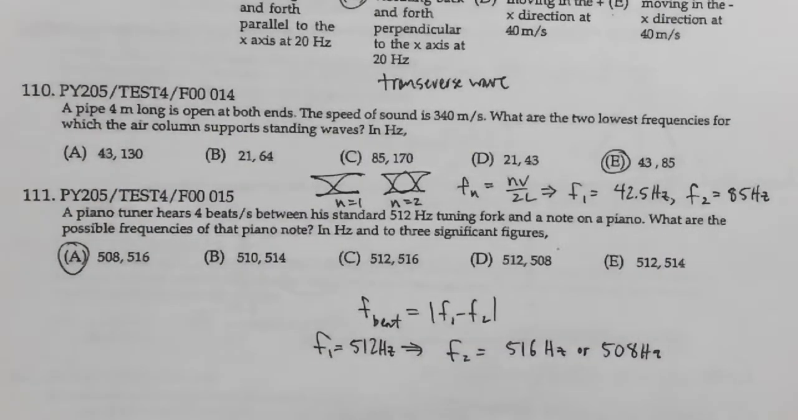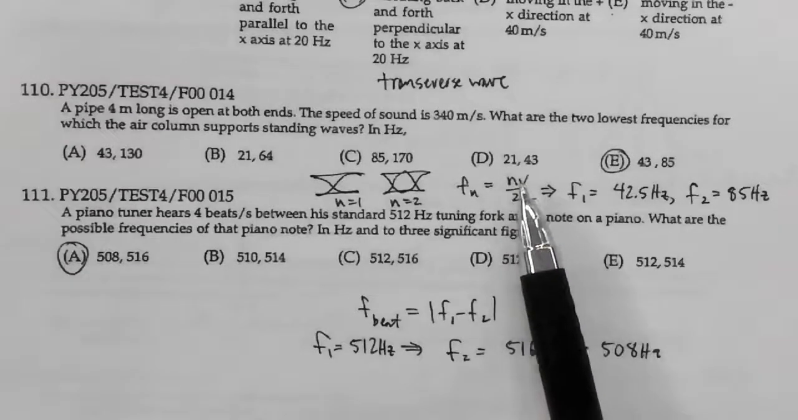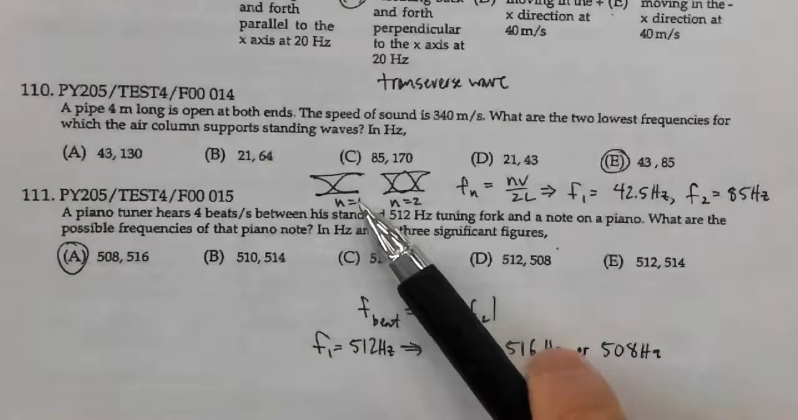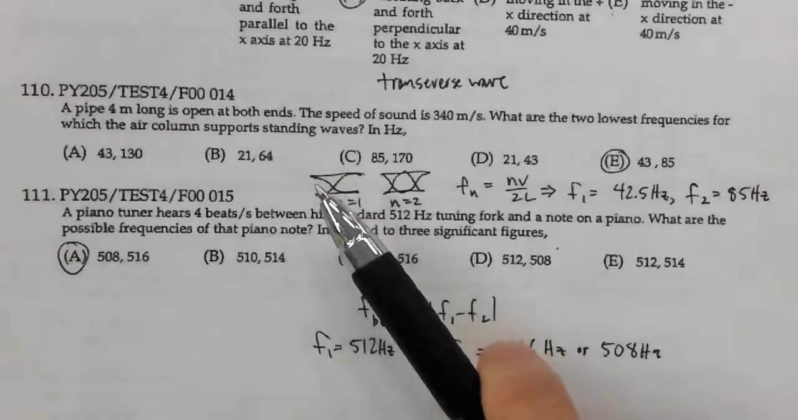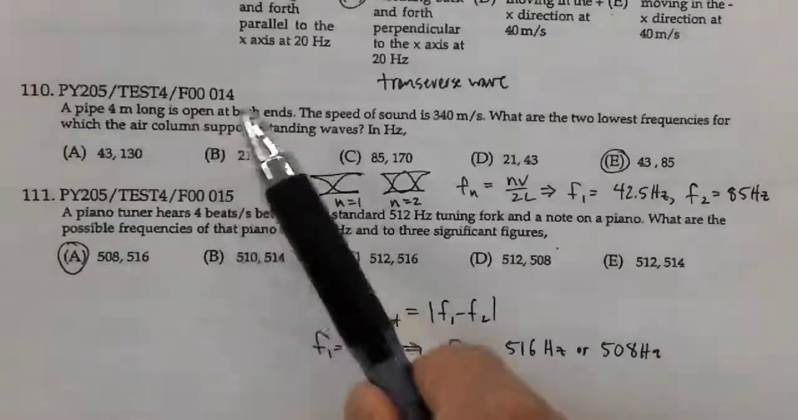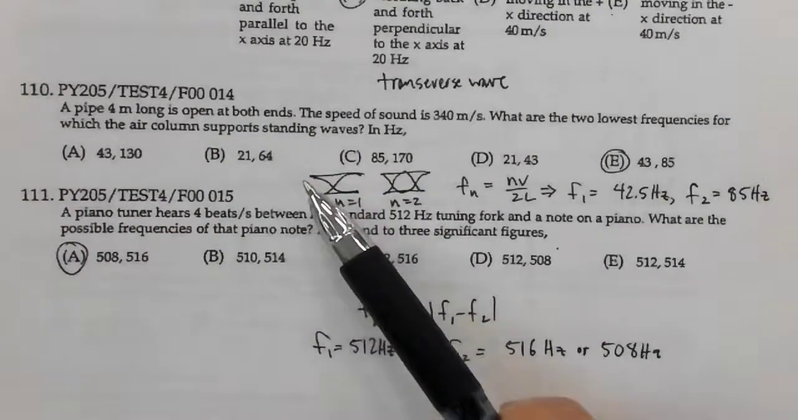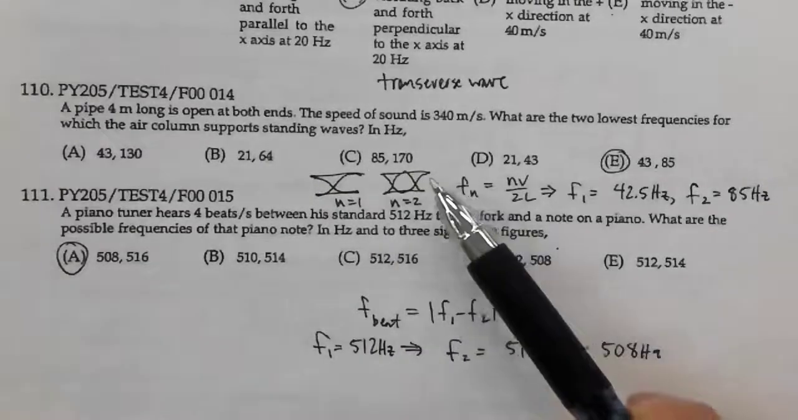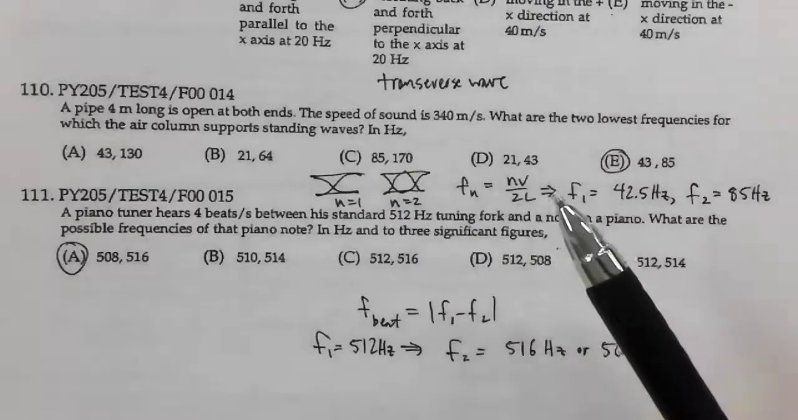Lowest frequency means, our formula was F_n is nv over 2L. If I want the two lowest frequencies, I will take n equals 1 and 2. There's no n equals 0. Let's remember what these look like. For a pipe that's open on both ends, what I call an open pipe, we have antinodes at the two ends. So we can have this sort of behavior for n equals 1, and this kind of behavior for n equals 2.